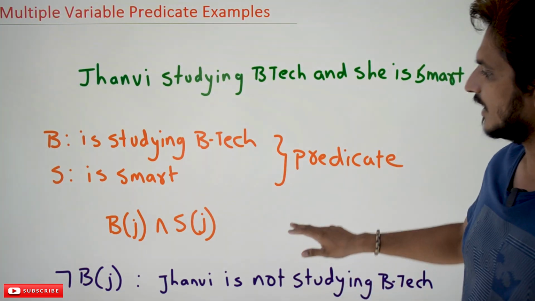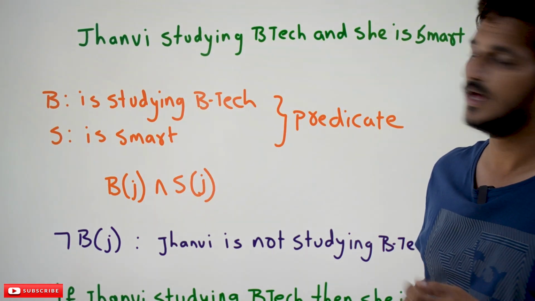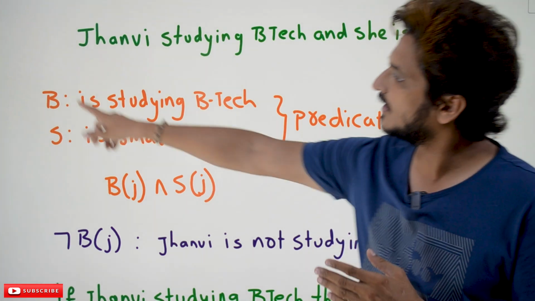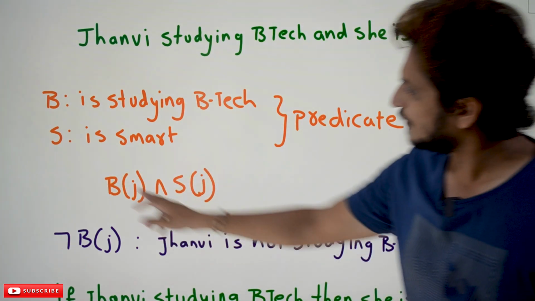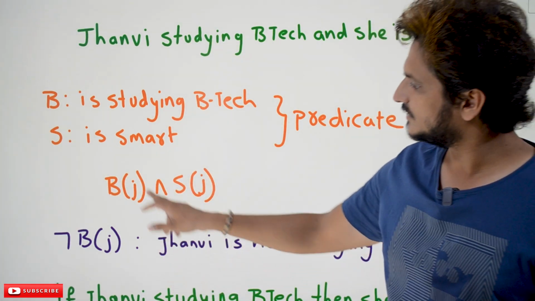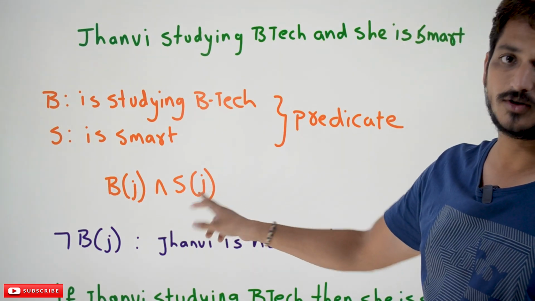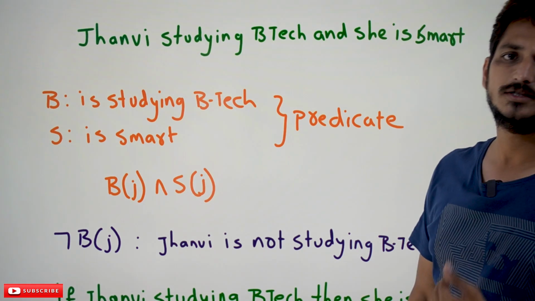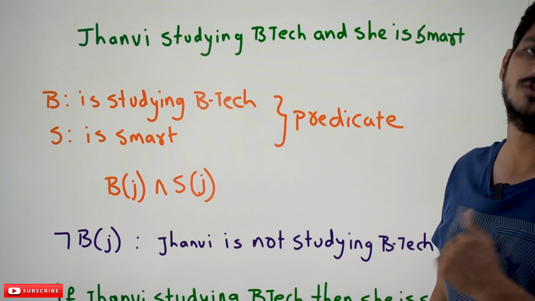So this can be written as B of J. The subject is taken in small letters and the predicate is taken in uppercase letters, meaning capital letters. So B of J means Jhanvi is studying BTech, and she is smart, S of J. This is how we write statements in the form of single variable predicates.